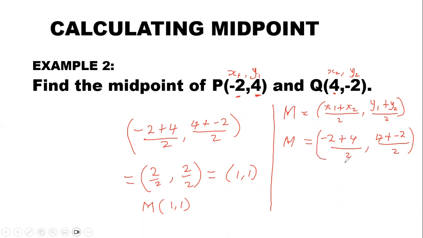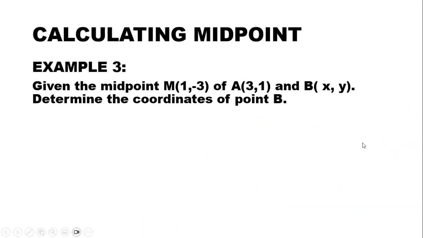So we have the same thing here. And when you simplify, you get your answer. Example 3. In this example, we are given the midpoint and we are asked to find the point B, which is (x, y), meaning that we are given one point and the midpoint and asked to find the other point.